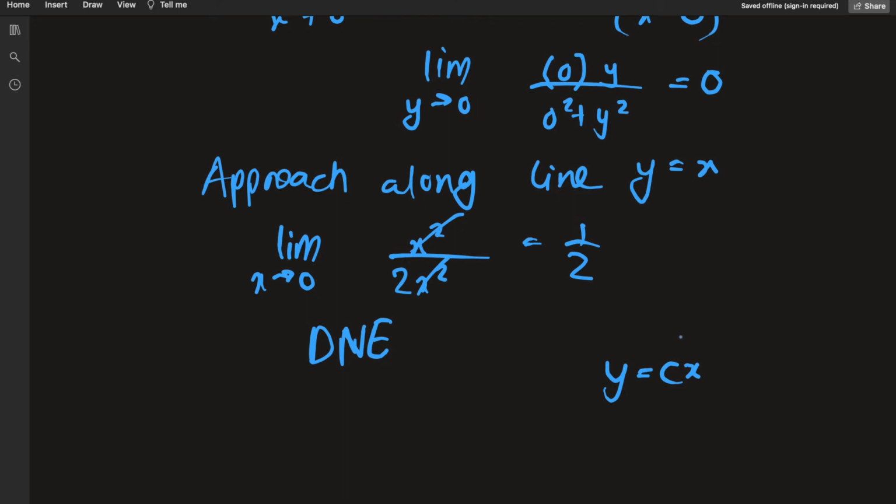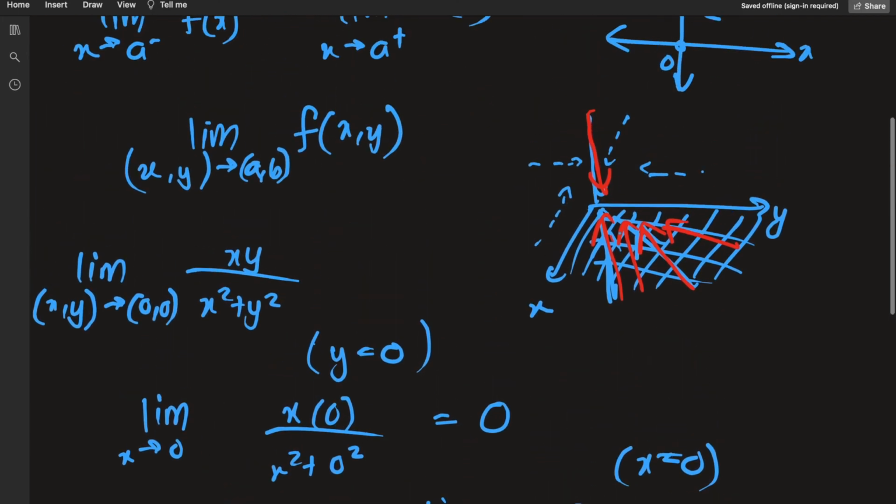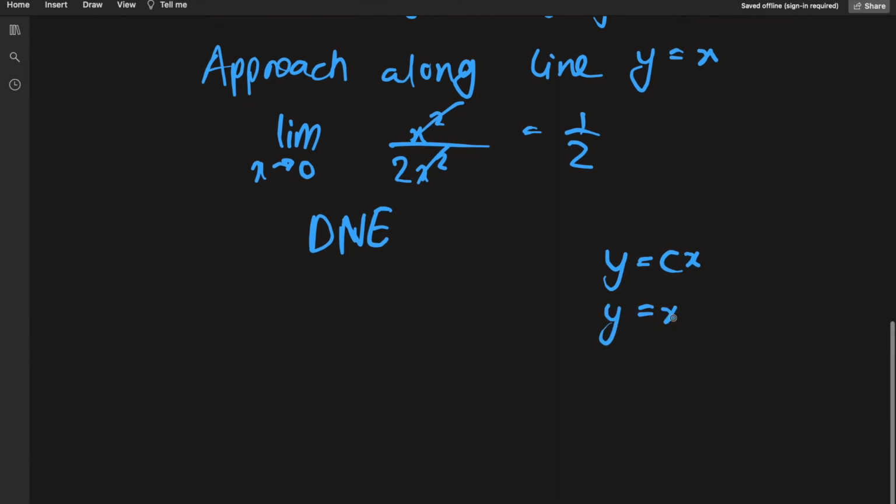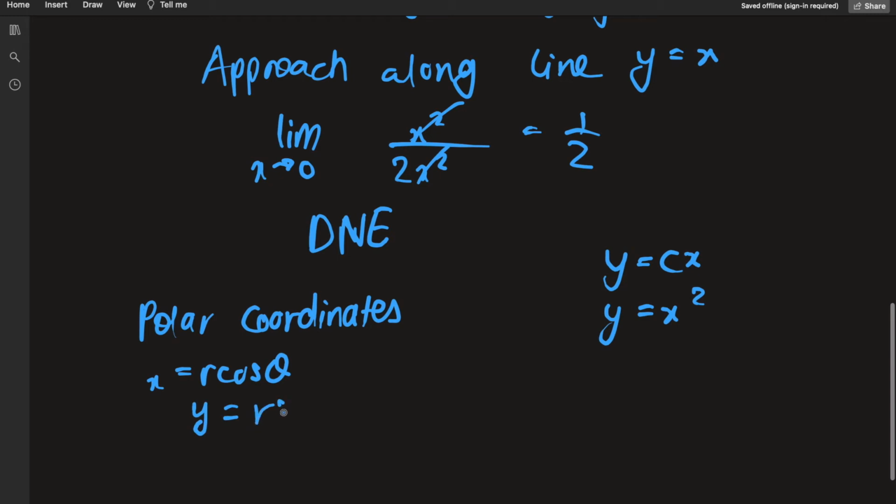But even that is not really enough because it's not necessary that you approach this point in a linear fashion. You can also approach it in a quadratic fashion. Further examples will show you how approaching in a quadratic fashion is way more different. You can approach in any other fashion. So it's really confusing. So what do we do? We use polar coordinates. I hope you know how polar coordinates work, because all you need to know is x is r times cosine theta, y is r times sine theta.